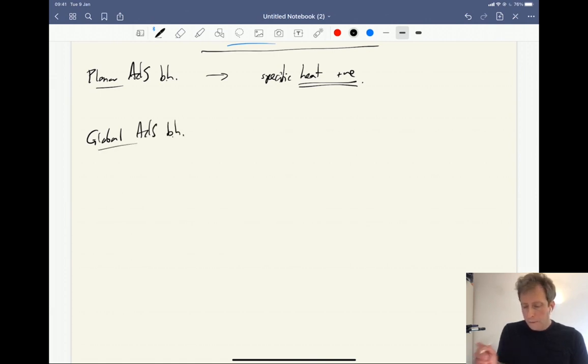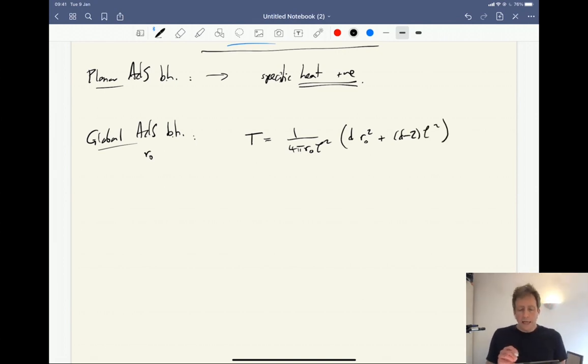So these ones I wrote down before, remember they had a parameter R0 in. You might have to go back and look at your notes on that. But if you calculate the temperature as you will in the questions, I think you should deduce the temperature goes like this. This is D, not dr, it's not differential, it's dimension, times R0 squared plus D minus 2 L squared. So there's a really interesting behavior.